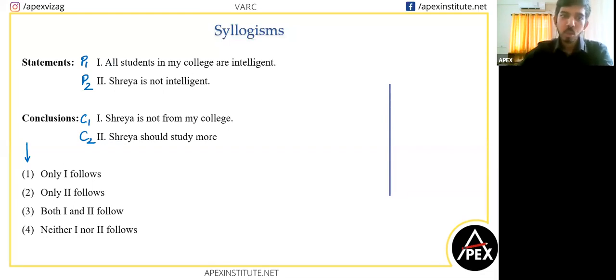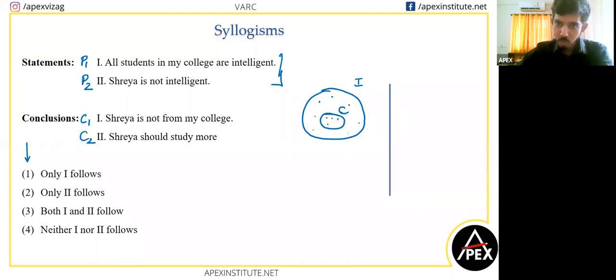Yeah. So all students in my college are intelligent, and Shreya is not intelligent. So like I said, can we make a visual representation out of this? Makes it much easier. All students in my college are intelligent. Suppose this is a circle of intelligent students. And there are many students in it who are intelligent. All students of your college. So this is my college. And all the students in it are within the larger circle of intelligent students.